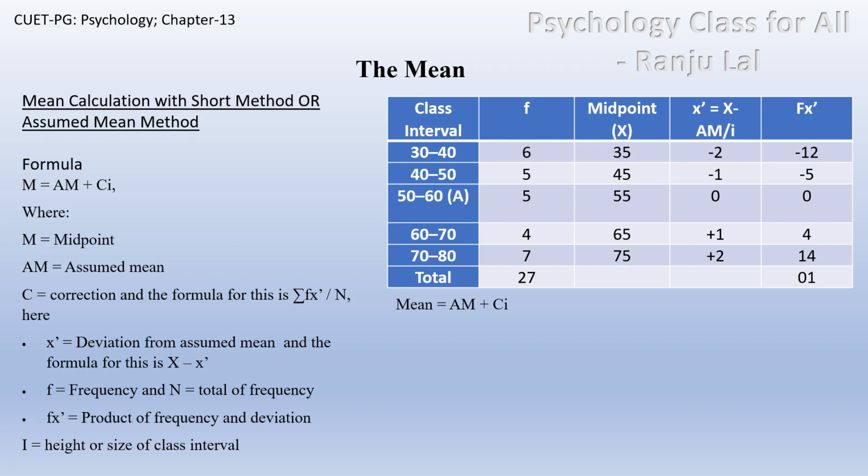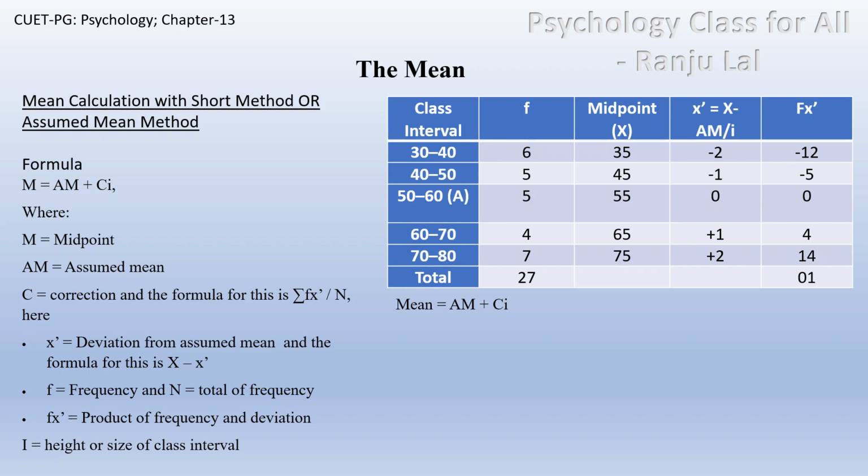So the value is 2. Likewise, all the deviated x will be calculated for each row of class interval. The total of this column is 0. 1 into deviated x is equal to 1. Next column is the product of frequency and deviated x.